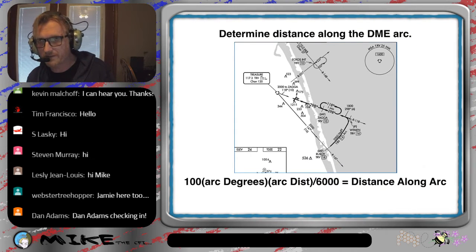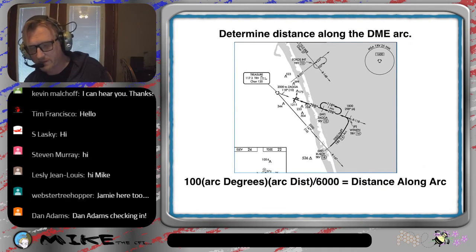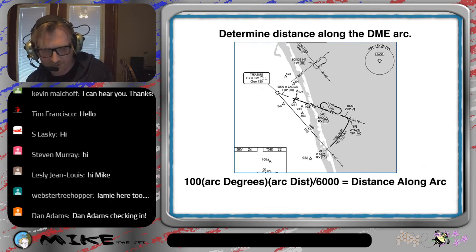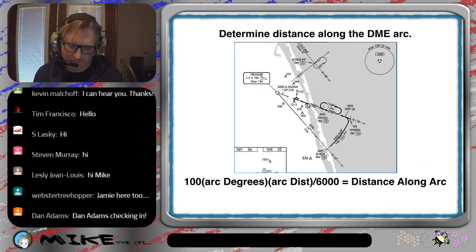DME arcs, if you're asked to fly one, especially on an arrival or departure procedure, they can add quite a bit of distance to your flying, so it'd be a good idea to be able to factor in that distance in your flight planning. Depending, it can use up quite a bit of fuel.